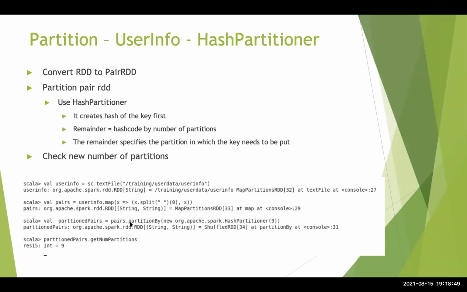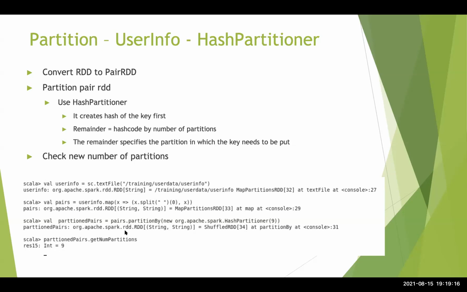Then I partition it by HashPartitioner, and I give the number 9. It will split this data into 9 partitions. Now there's a catch here. I will tell you what that catch is, with an example later. So I read this, create a pair RDD, and over this pair RDD I say partitionBy, use the HashPartitioner, and this is the number of partitions to use. It will give me the number of partitions as 9.